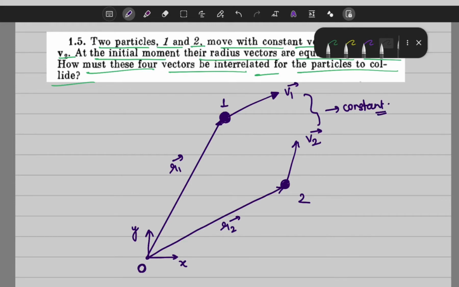For the particles to collide, what should the condition be? For example, if we bring particle 2 to rest, then with respect to it, particle 1 will have a relative velocity, and that relative velocity should be in this particular direction for the collision to happen. This is our basic logic for solving the problem.